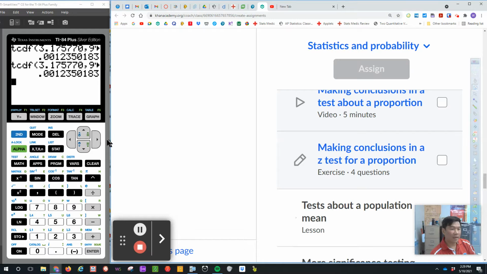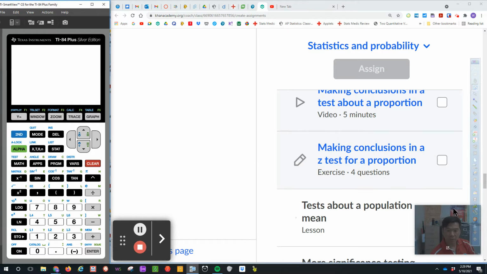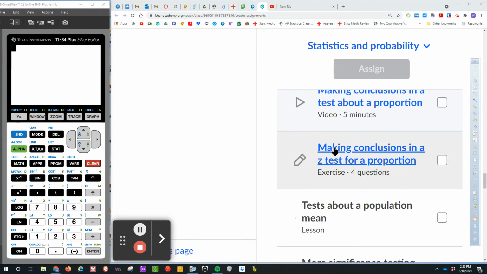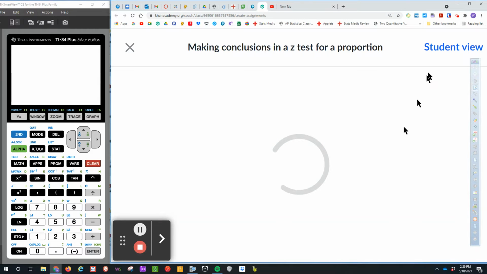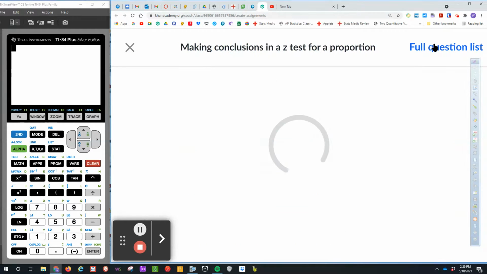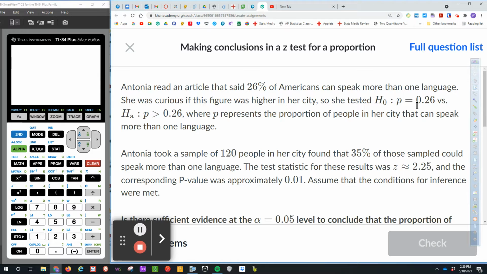So today we will be doing this exercise, making conclusions in a Z test for population. Okay, so right here we go.